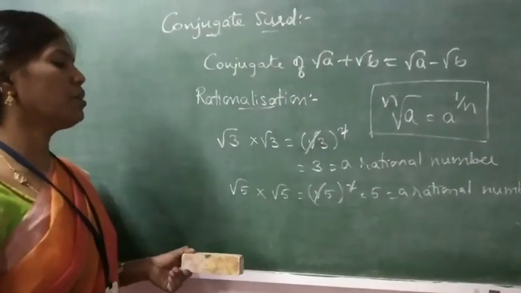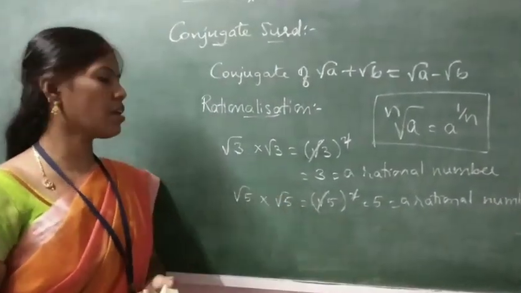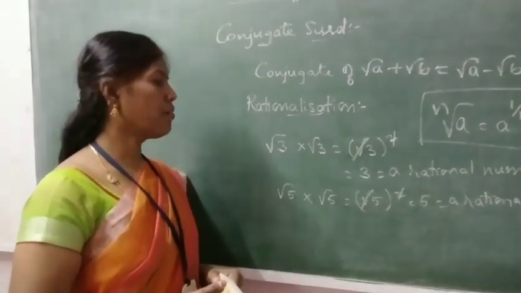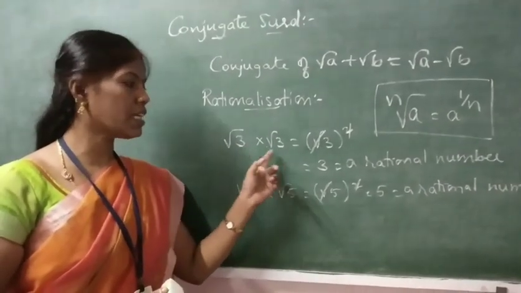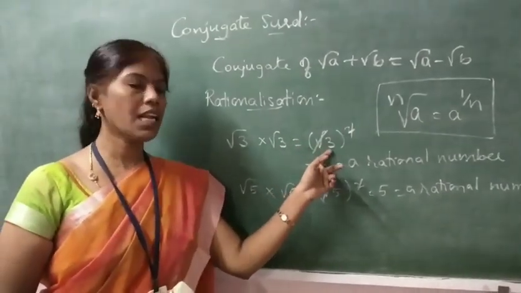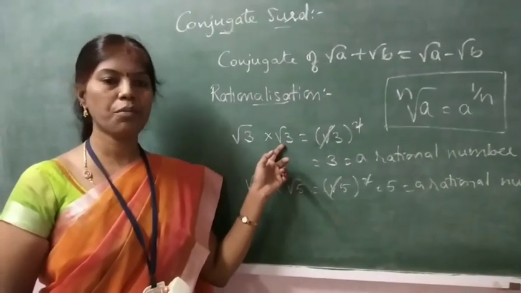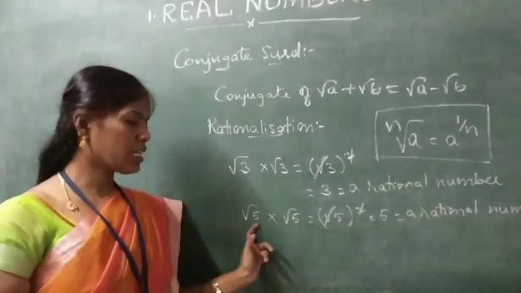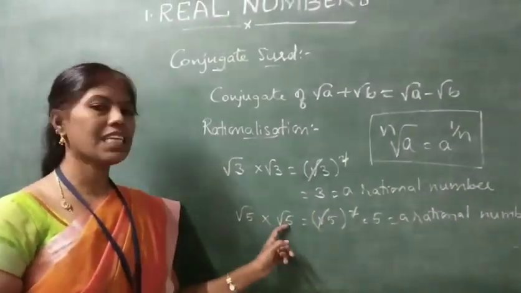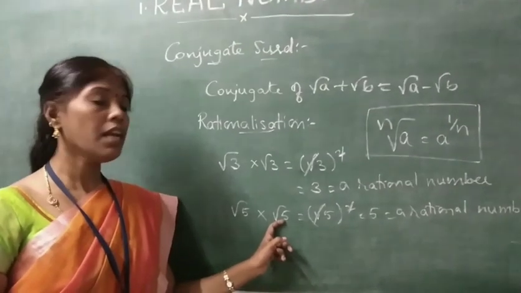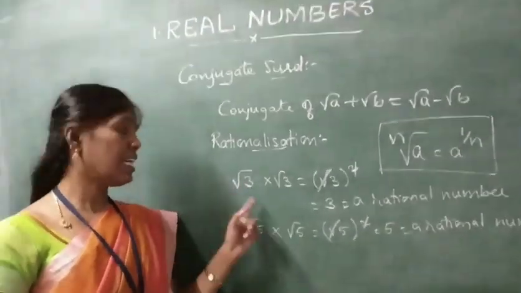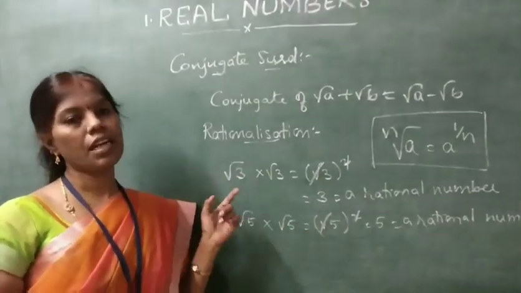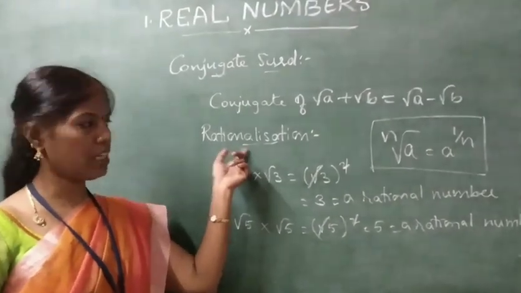When should we use conjugate and when should we use rationalization? For quadratic surds, we use the word conjugate. If you observe, the product of two irrational numbers is giving a rational number. Then each irrational is said to be the rationalizing factor of the other. The process of changing an irrational number to a rational number by multiplying with a surd is known as rationalization.